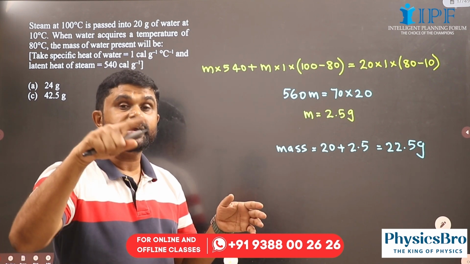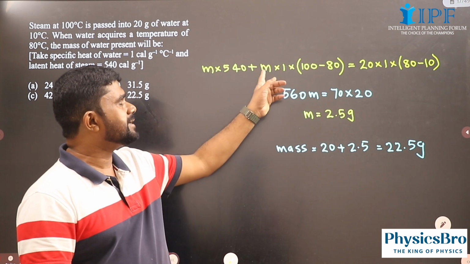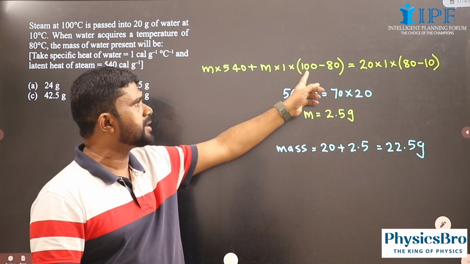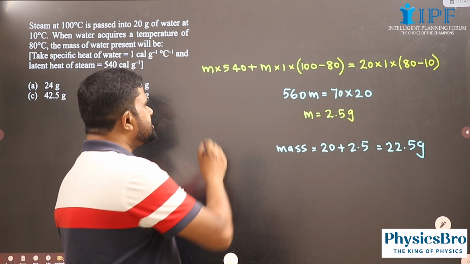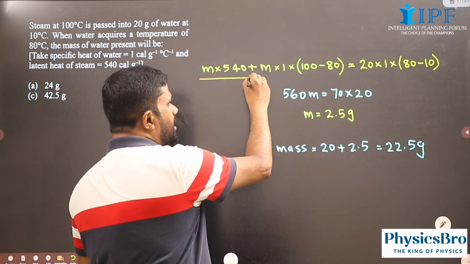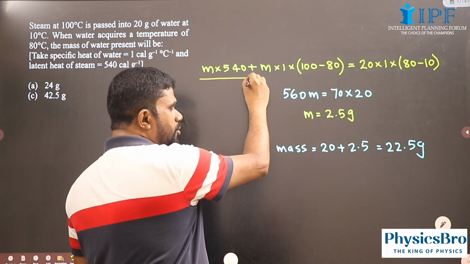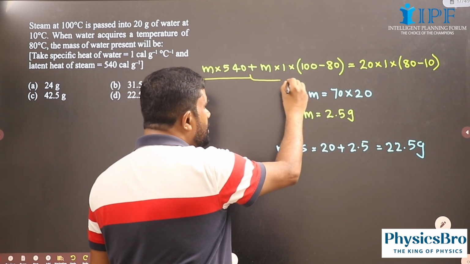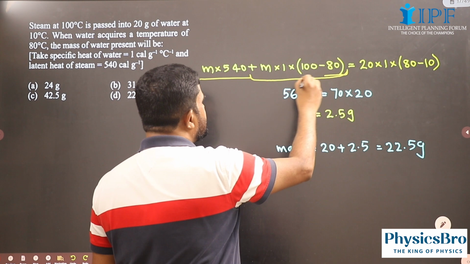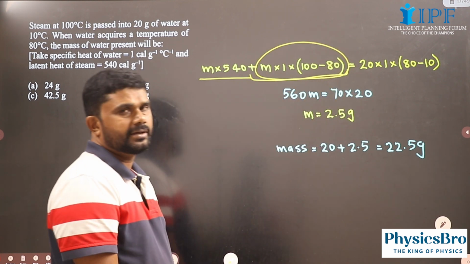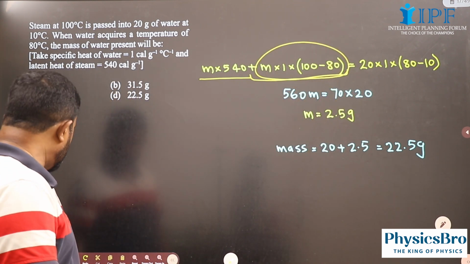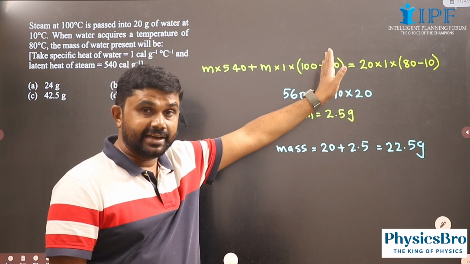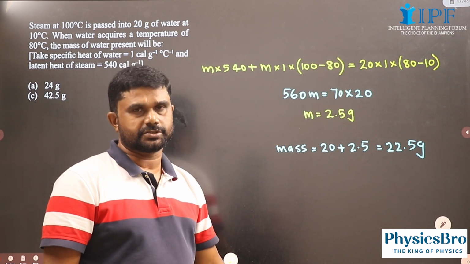The heat released will be mc delta T. Mass is m, specific heat capacity of water is 1, and delta T means it cools from 100 to 80. So this is the heat released when the steam condenses. It will be converted to water at 100 degrees Celsius, and it is further cooled from 100 to 80 degrees Celsius. Then this much heat will be released. Now this is the total heat released when the steam condenses and the water cools to 80 degrees Celsius.